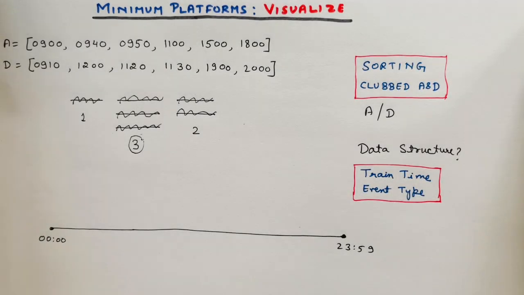So what will we sort? We need some kind of data structure to hold this information. We need train time and we also need event type, whether it was arrival or departure. We can call this data structure something like train event.